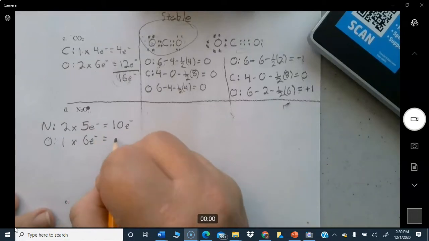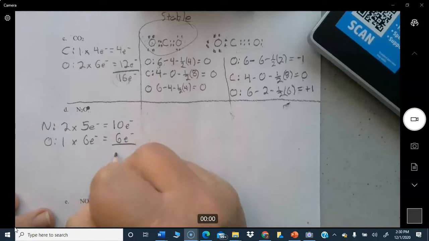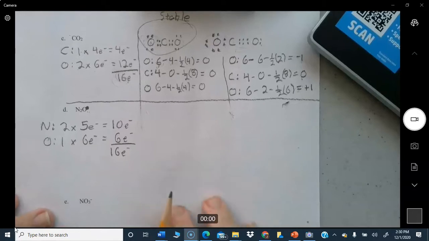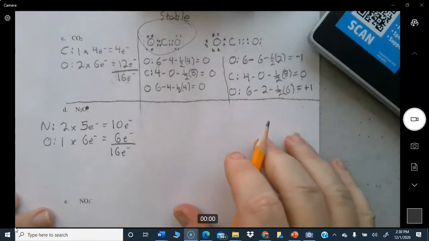All right, so let's go ahead with the oxygen. It's 6 e minus, and that's going to give you 16 e minus. Okay, let's draw 2 structures for that.